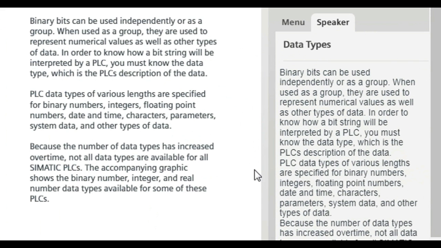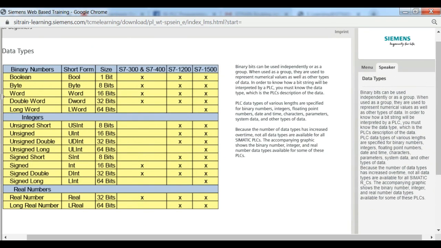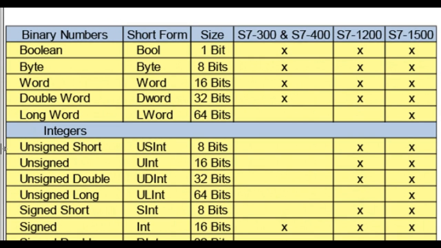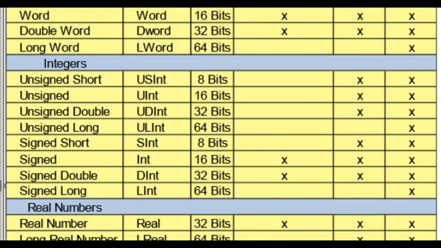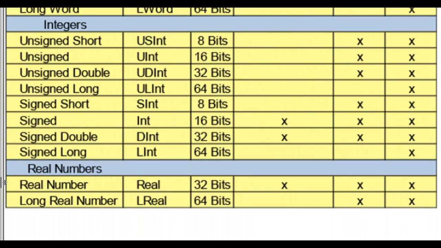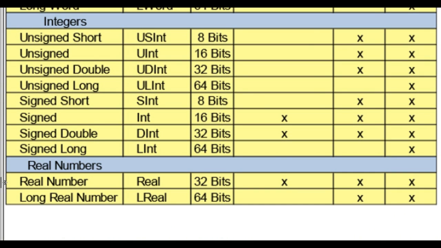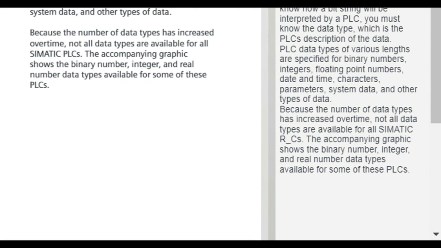PLC data types of various lengths are specified for binary numbers, integers, floating point numbers, date and time, characters, parameters, system data, and other types of data. Because the number of data types has increased over time, not all data types are available for all Simatic PLCs. The accompanying graphic shows the binary number, integer, and real number data types available for some of these PLCs.